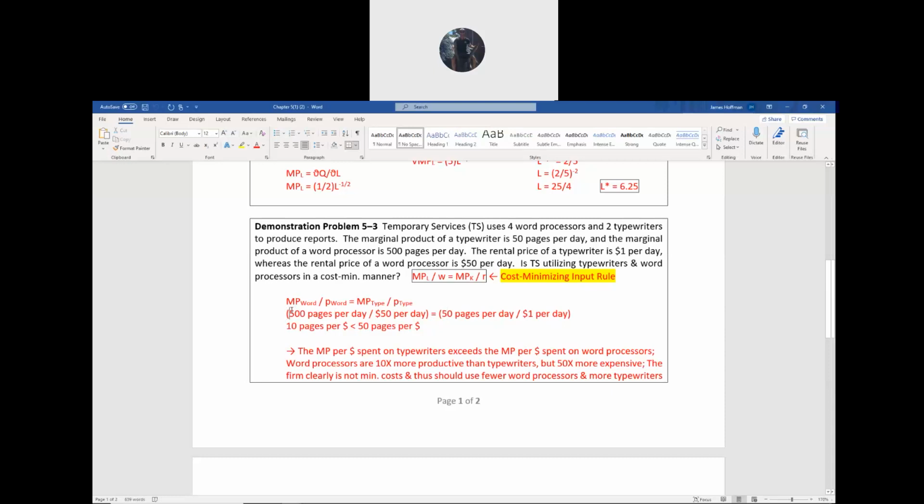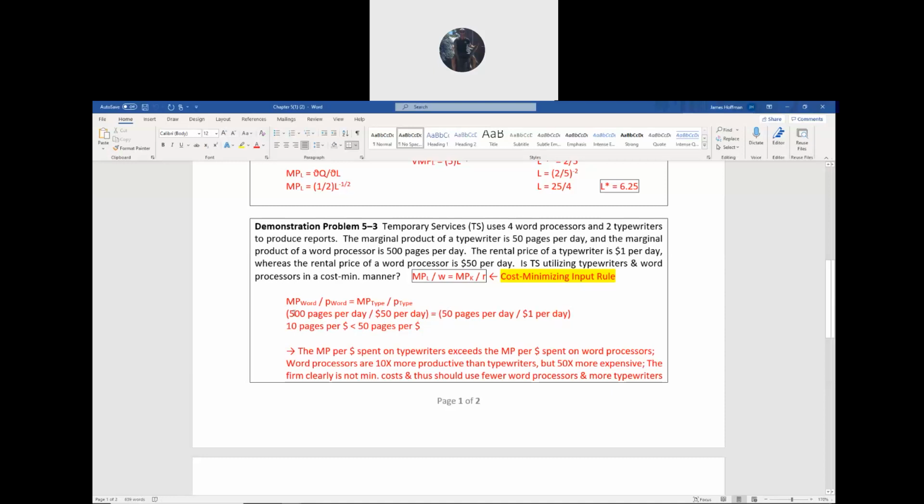Okay, so we get 500 pages per day divided by $50 per day. Is that equal to 50 pages per day divided by $1 per day? So what's the cost per page? If we divide 500 by 50, we know that word processors are giving us 10 pages per dollar, right? Divide that by that, we get 10 pages per dollar. And we divide 50 by 1, we get 50 pages per dollar.